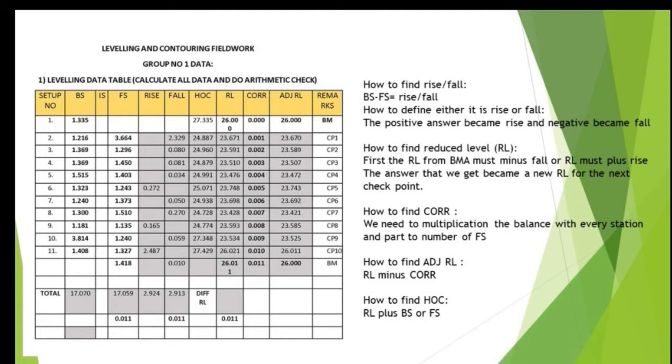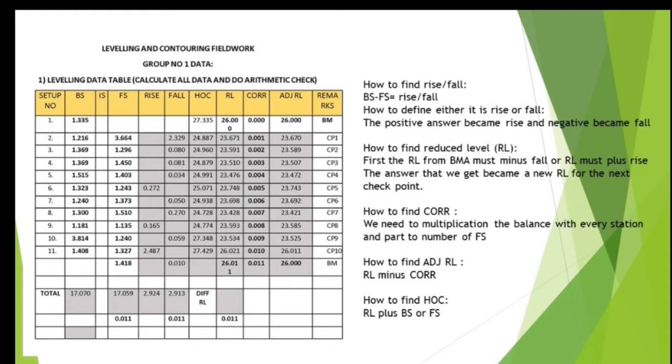We will use the answer that we got just now to find the reduced level. If the answer is fall, then we must subtract it. If the answer is rise, then we must add it. So the first RL is 26, so we must subtract 2.329 since the first answer we got just now is fall. Then we got the answer 23.671. So the 23.671 we will subtract with the next answer 0.080. Then we will get the answer which is 23.591.